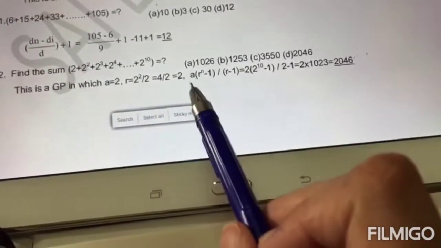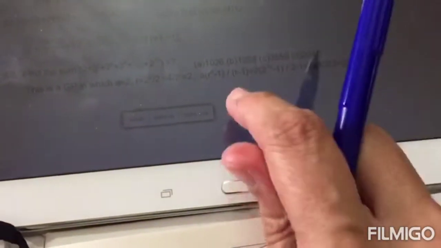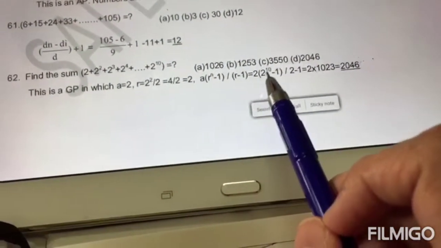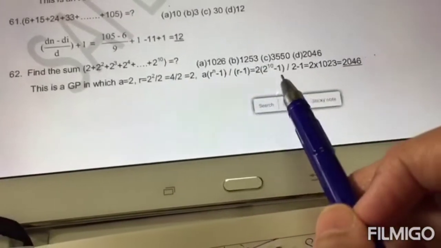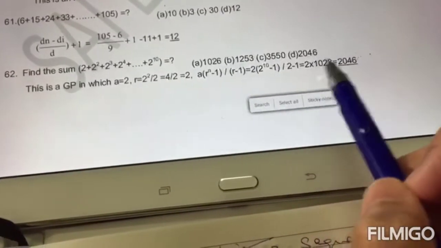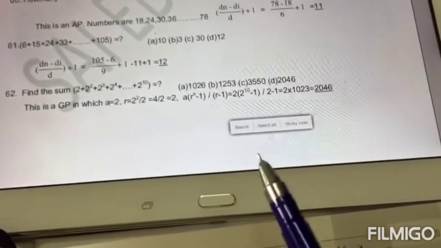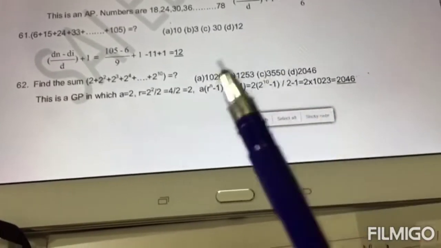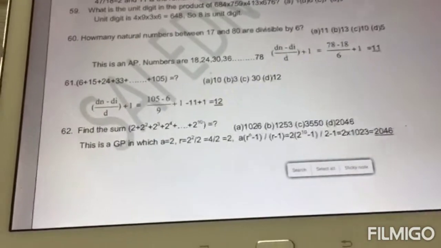It is this formula: A into R raised to n minus 1, divided by R minus 1. So A is 2, R is also 2, so 2 raised to 10. N is the last exponent, minus 1, divided by 2 minus 1. Solve it, you'll get 2046. So I hope you've understood what a geometric progression is. You have to learn this formula. Also know what arithmetic progression is and when to apply this formula.